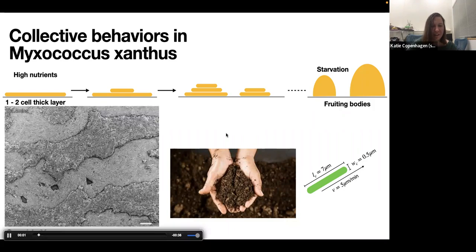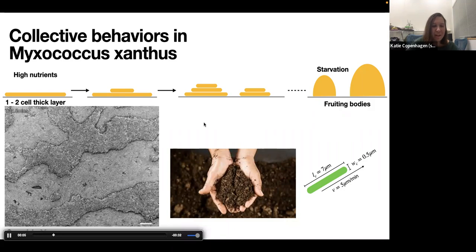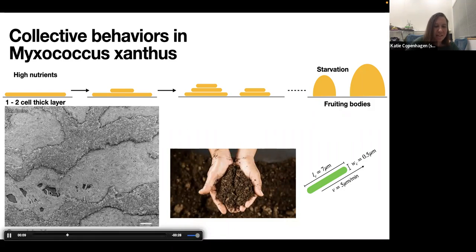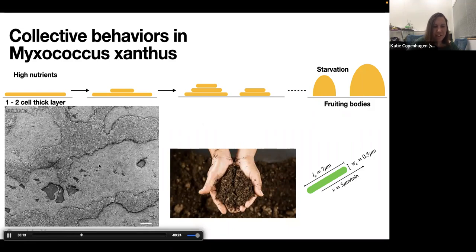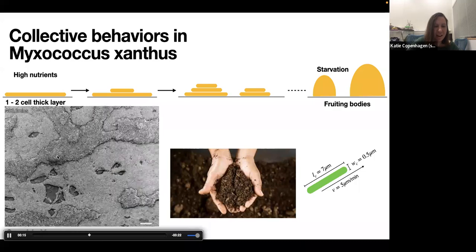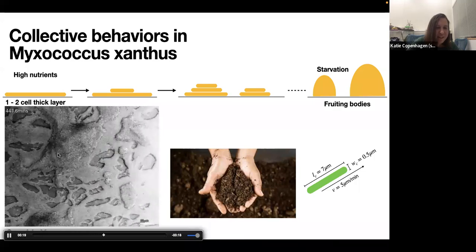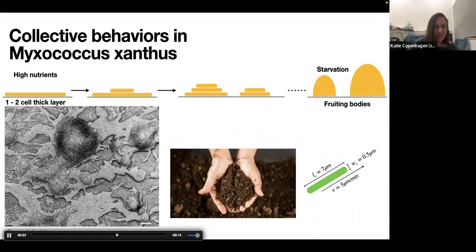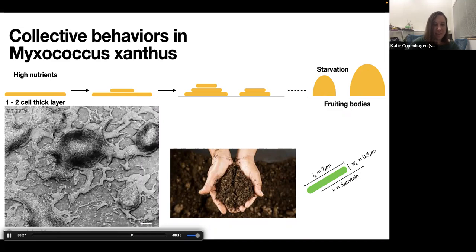So we have a video, hopefully the videos play okay, taken by Cassidy in our lab, and you can see this layering process. In this video, the dark patches are empty gel showing through a layer of cells. This is a first layer of cells, and then we have a second layer. A third layer has started to form here, and then a fourth layer, and then it starts to smooth out and de-wet into these fruiting bodies. And there you have that nice big aggregate of cells.